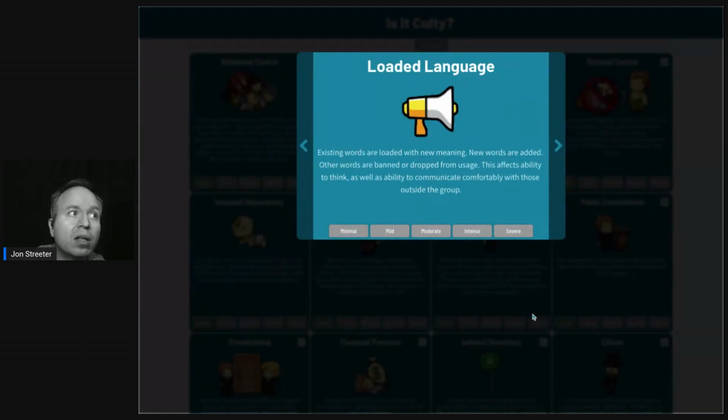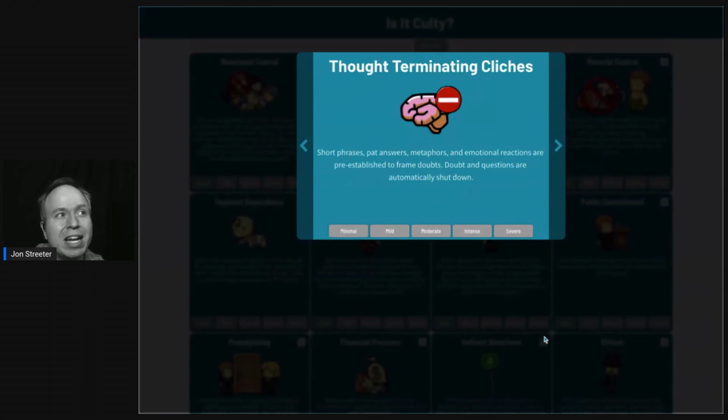Okay. Loaded language. Existing words are loaded with new meaning. New words are added. Other words are banned or dropped from usage. And this affects the ability to think as well as the ability to communicate comfortably with those outside the group. No, unless there's like an inside joke. I don't think that would really apply anyway. I'd say minimal. Okay.